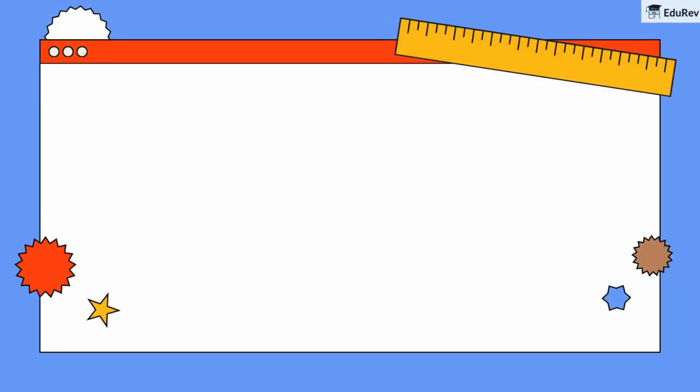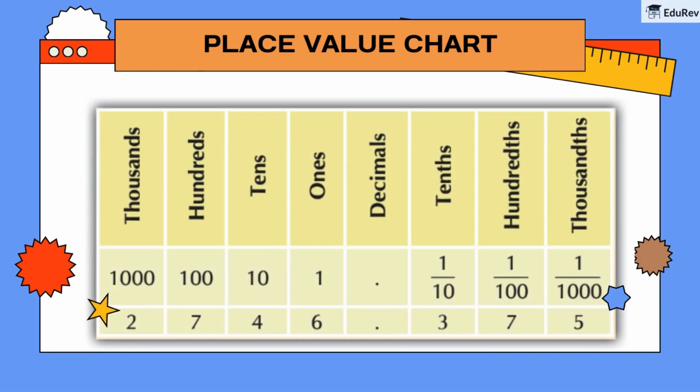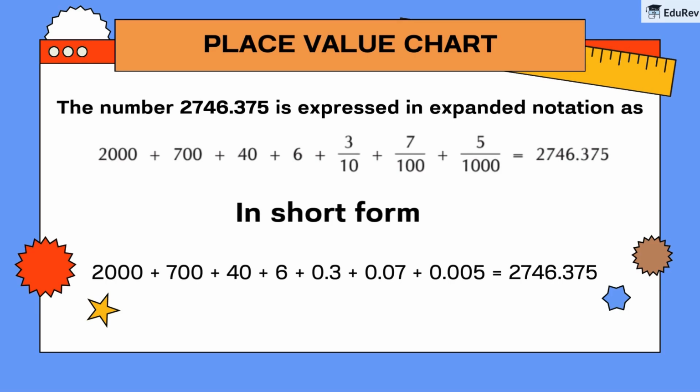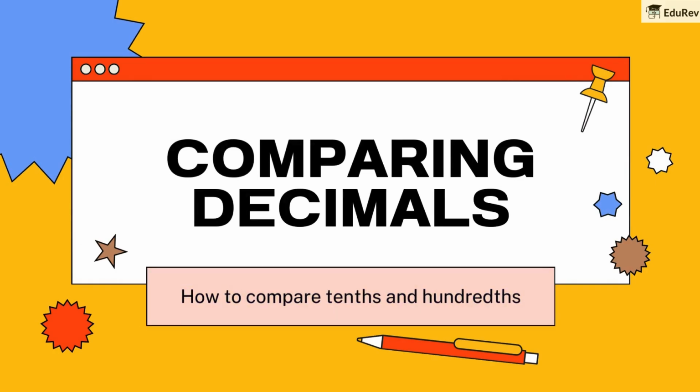Next, we'll look at a place value chart. Here we have the categories of thousands, hundreds, tens, ones, and decimals. For example, a number like 2746.375 can be broken down into its place values. In expanded notation, it is expressed as 2000 plus 700 plus 40 plus 6 plus 0.3 plus 0.07 plus 0.005 is equal to 2746.375. Now, let's talk about comparing decimals, specifically how to compare tens and hundreds.